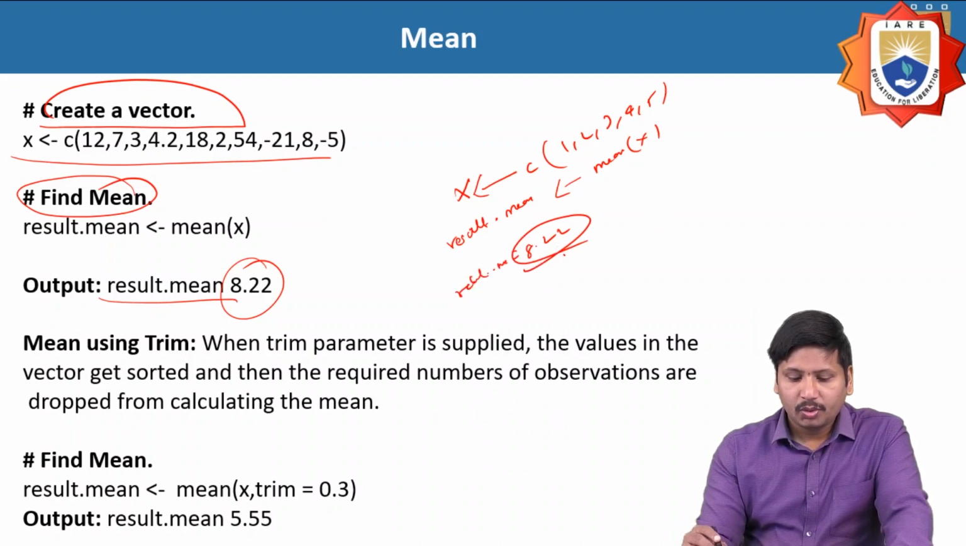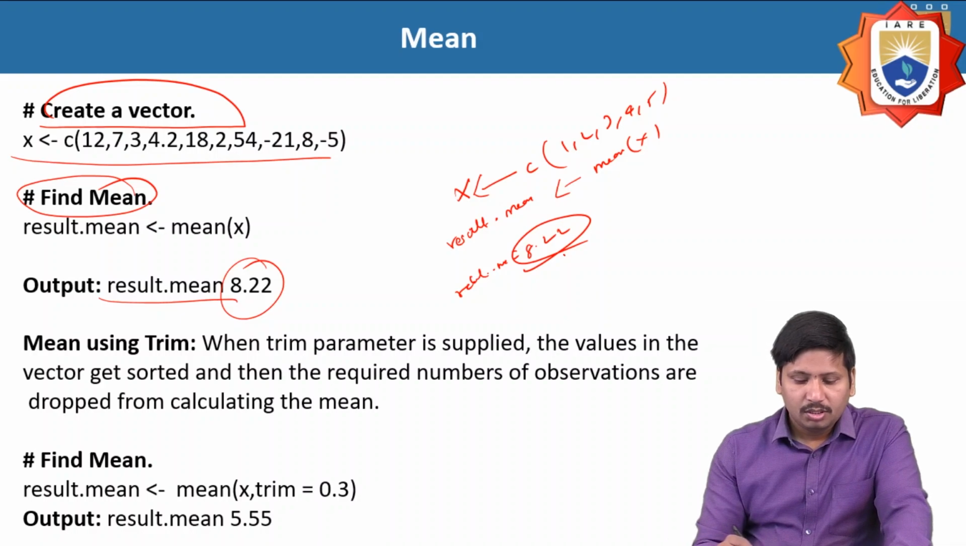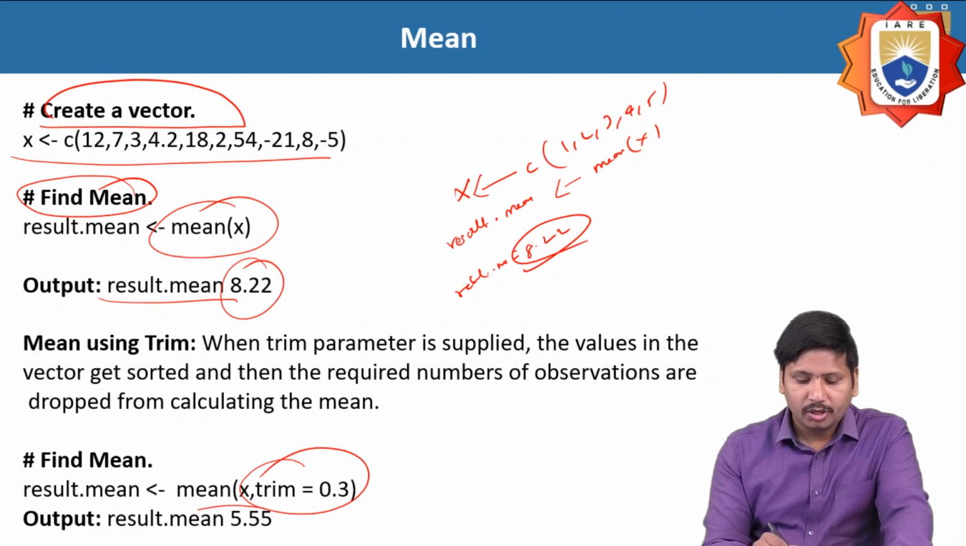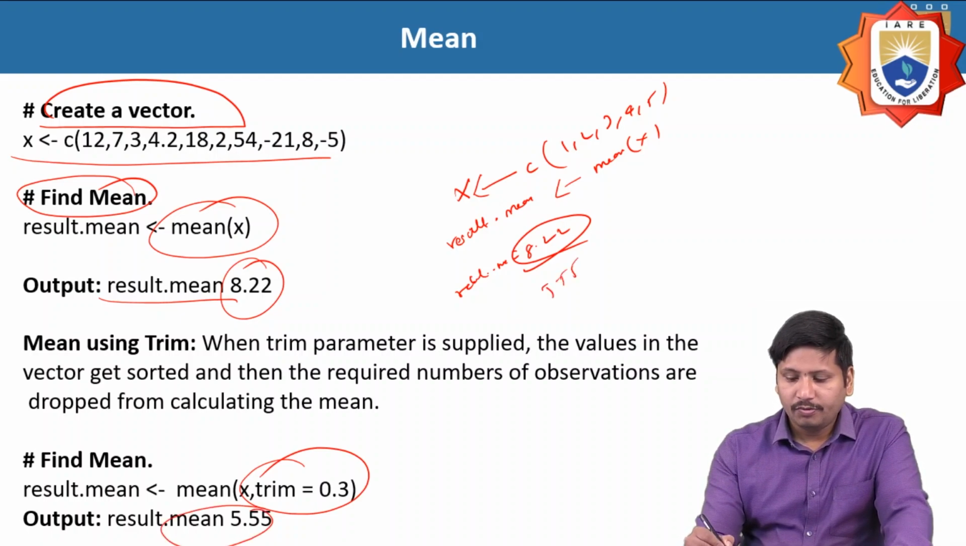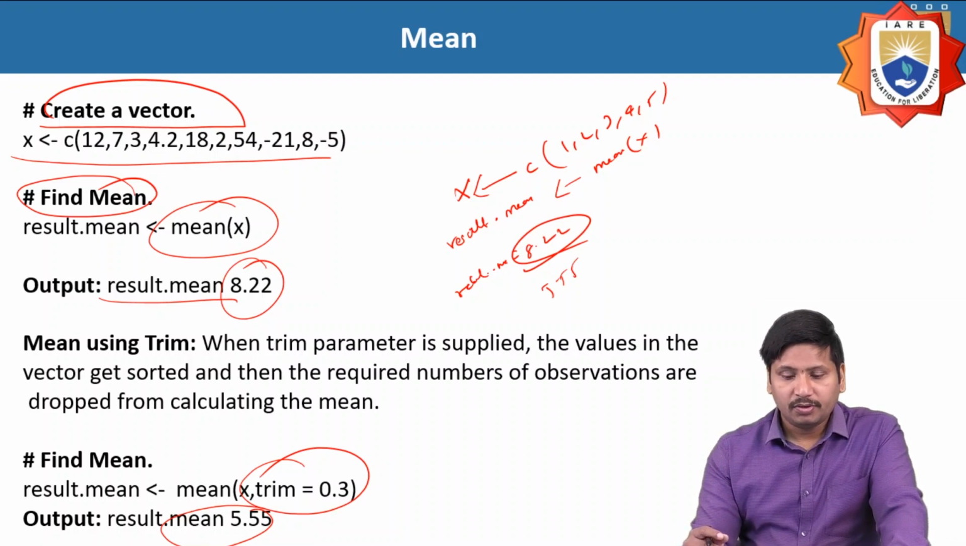Then I can make use of the trim method. With the trim parameter, if I supply it, the values in the vector get sorted, and then the required number of observations are dropped from the calculation of the mean. That is the main purpose of trim. Suppose I pass a trim value of 0.3, then I get the mean value as 5.55. This is the way of applying the trim value to this function to calculate the mean in R.